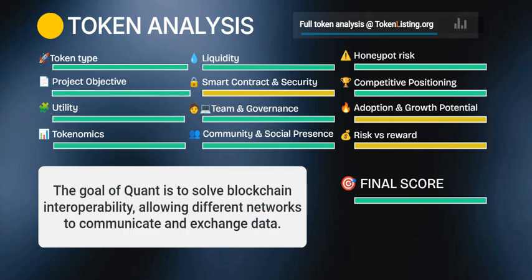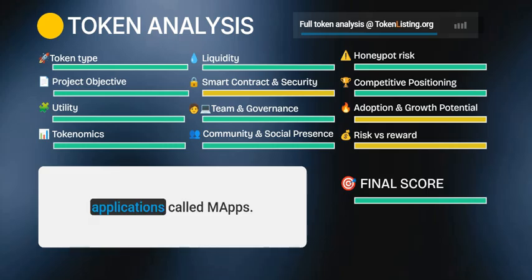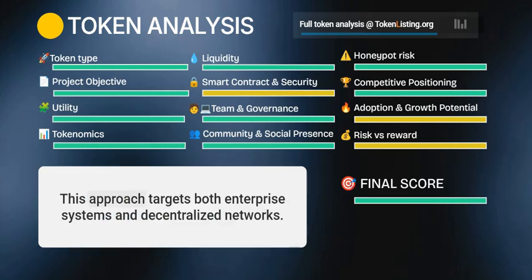Project objective. The goal of Quant is to solve blockchain interoperability, allowing different networks to communicate and exchange data. Instead of building a new blockchain, Quant created Overledger, an operating system that sits above existing blockchains and enables developers to build multi-chain applications called maps. This approach targets both enterprise systems and decentralized networks.